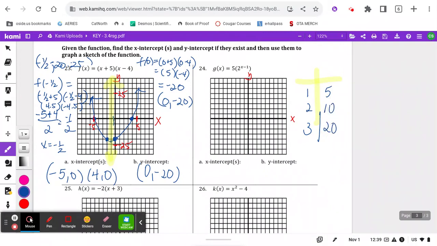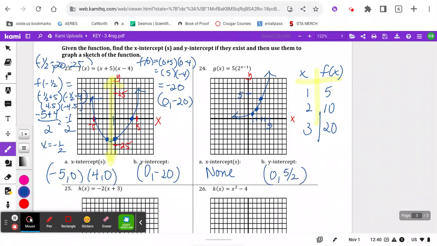So we're going to go 1, 5. We're going to count by 5s on that axis again. 2, 10, 3, 5, 10, 15, 20, and there's my curve. So here we're going to count 1, 2, 3, 4, 5 marker. Here we're going to count 1s. All right, x-intercept is none. That curve never hits the x-axis. Y-intercept would be at 0, 5 halves.